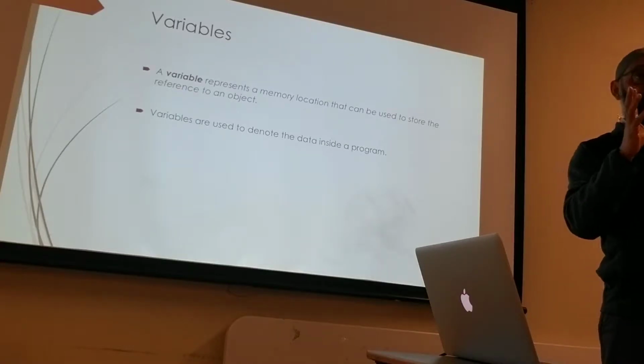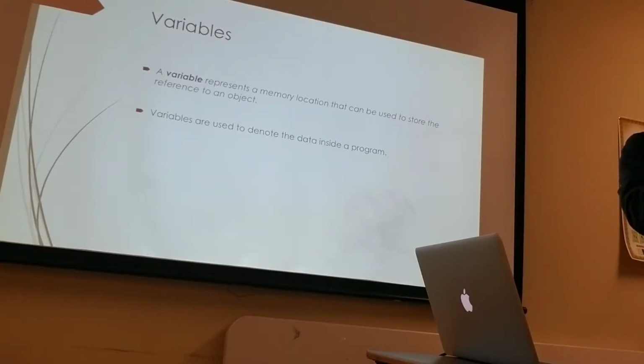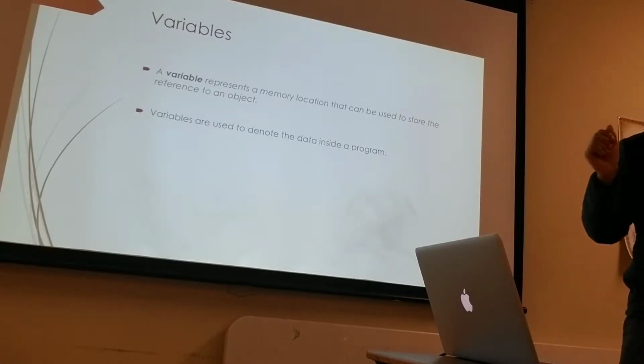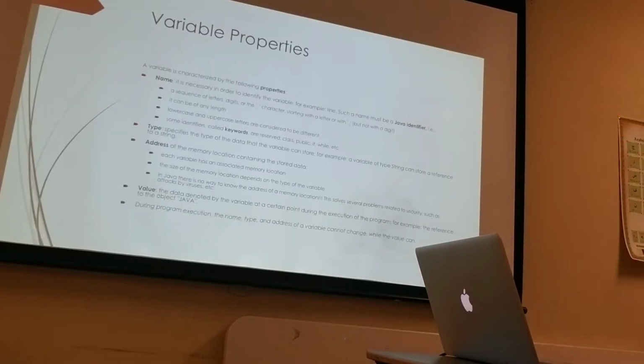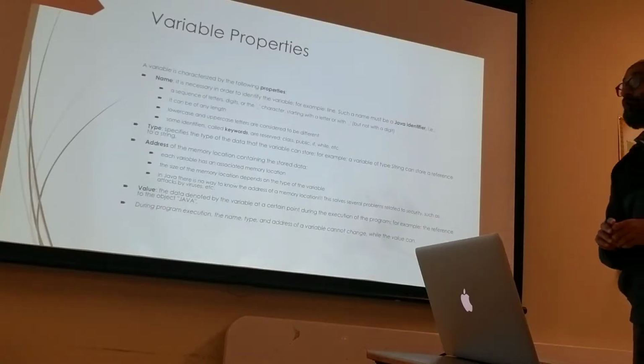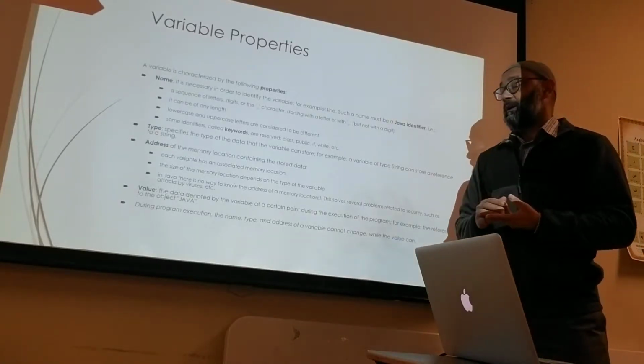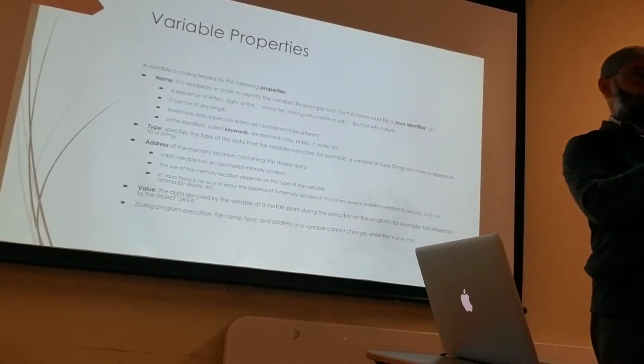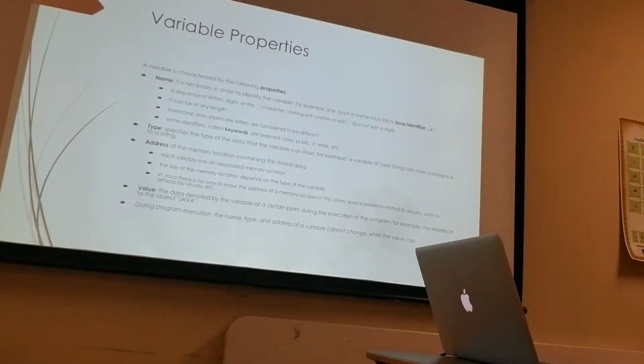So a variable, in simple words, is the name of the data or a placeholder of data. And we'll come to it. What are the properties of a variable? A variable has a name. So I said name of the data, right? So a variable has a name.